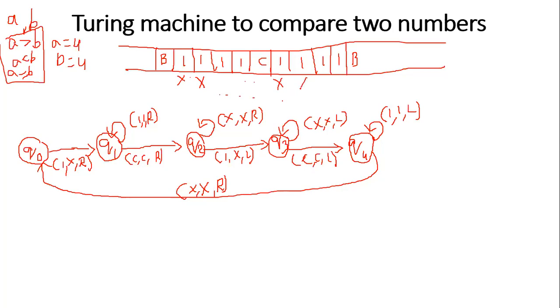Once you find the matching 1, replace 1 with X, and you have to keep moving to the left until you find X in the first number. So this procedure you are supposed to repeat for every 1.